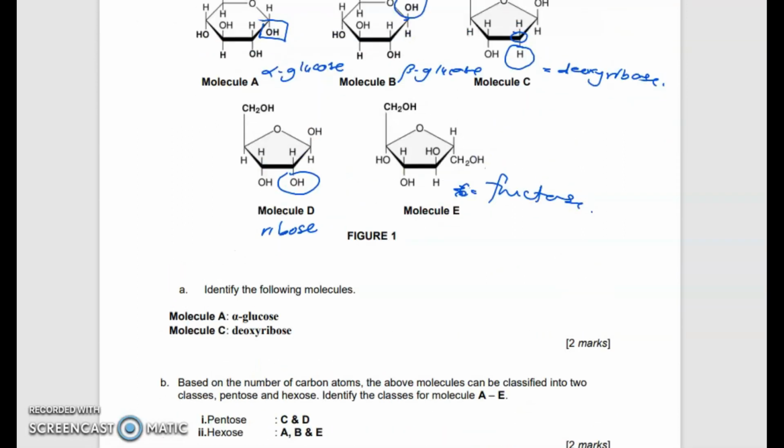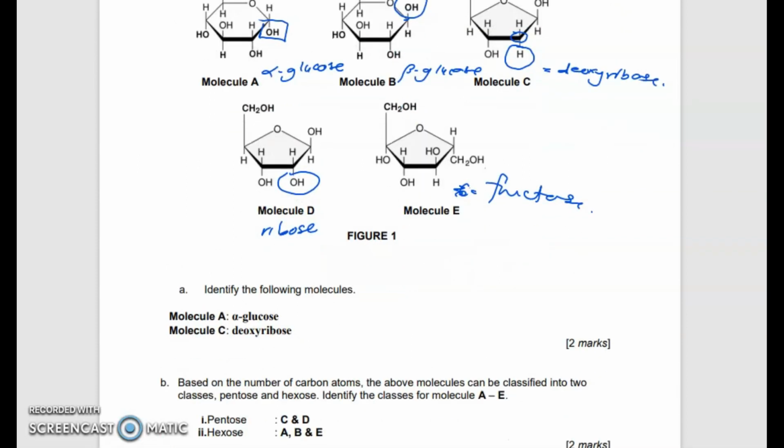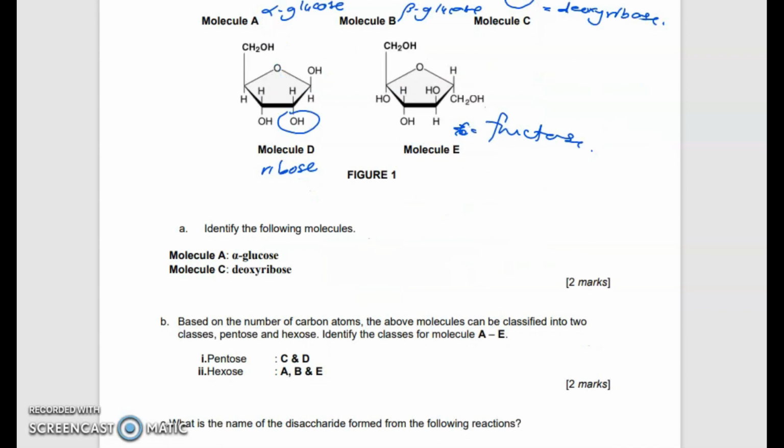Alright, so 2 marks. Molecule A is alpha glucose. Molecule C is deoxyribose. Okay, next. Based on the number of carbon atoms, the above molecule can be classified into 2 classes, pentose and hexose. Identify the class for molecule A to E.